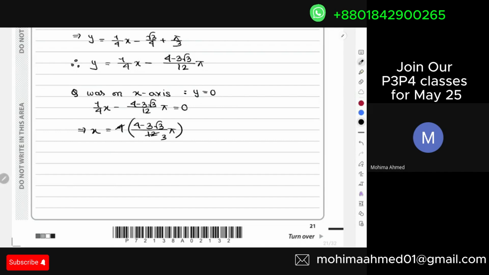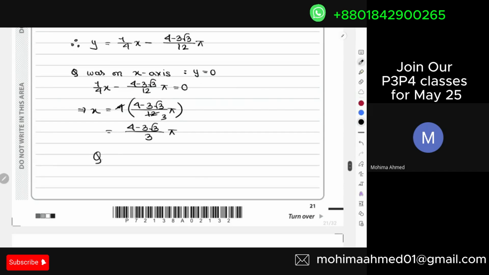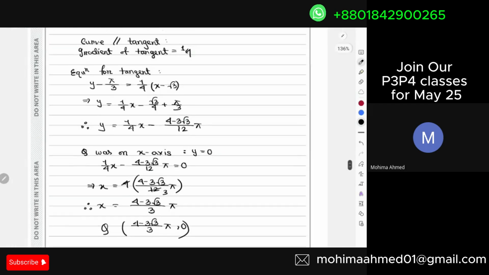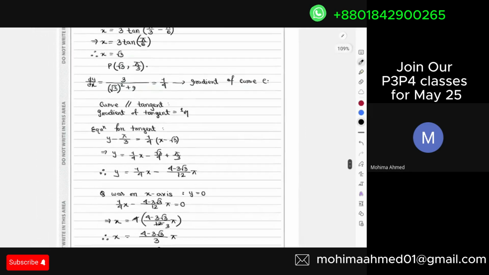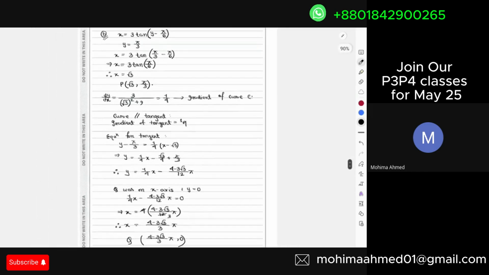Yeah, you have the same equation, 4 minus 3 root 3 divided by 3 pi, right? You can simplify this by dividing these two factors in the numerator separately, but that will not change anything. So you can just directly write that Q is 4 minus 3 root 3 divided by 3 pi, and 0. This is your final coordinate for your point Q, and this is all the working you need to do. Quite easy, but very lengthy, right? You have to do a lot of working to get to the coordinate of point Q.